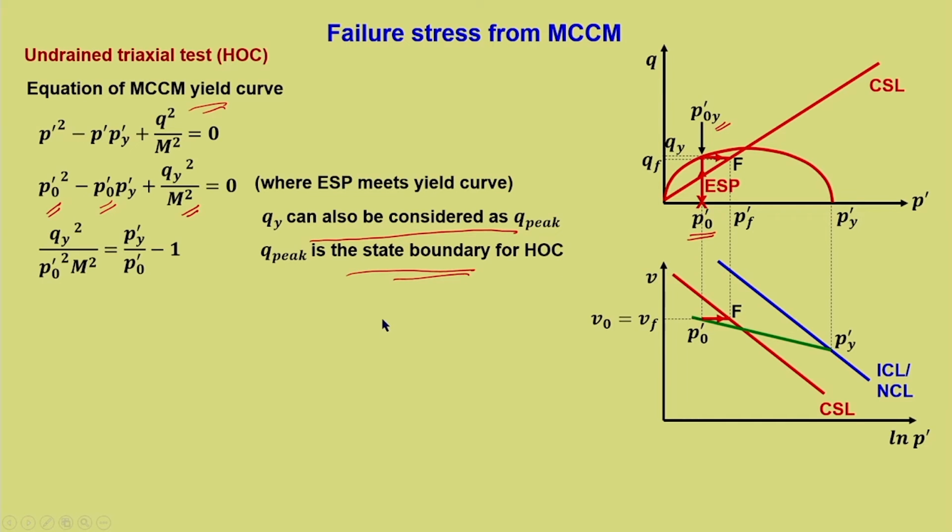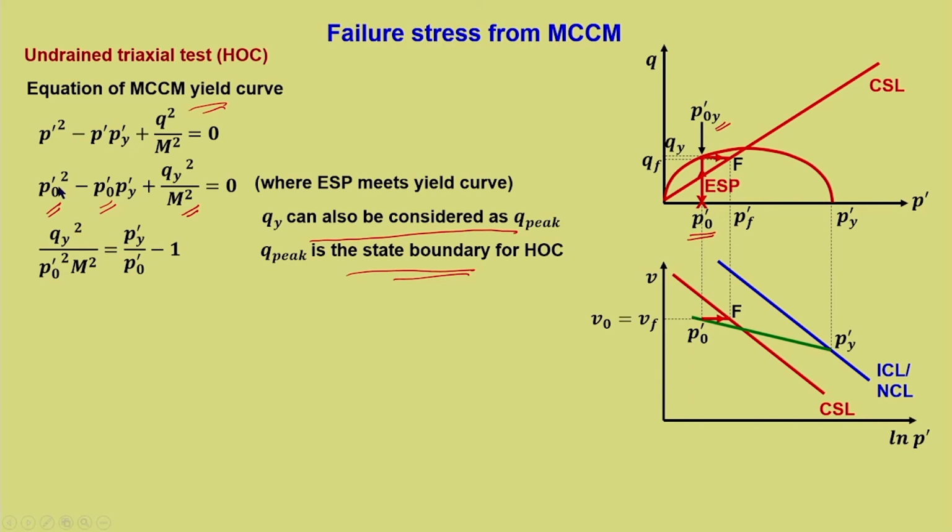If that is the case, we can write Qy square upon P naught dash square m square is equal to P dash y by P naught dash minus 1. What we are doing is we are dividing it by P naught dash square.